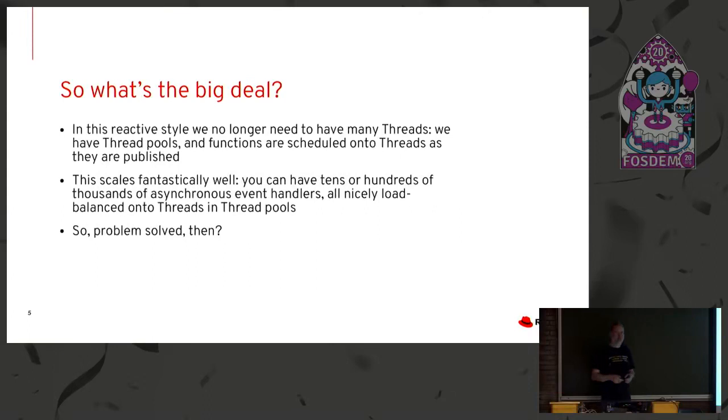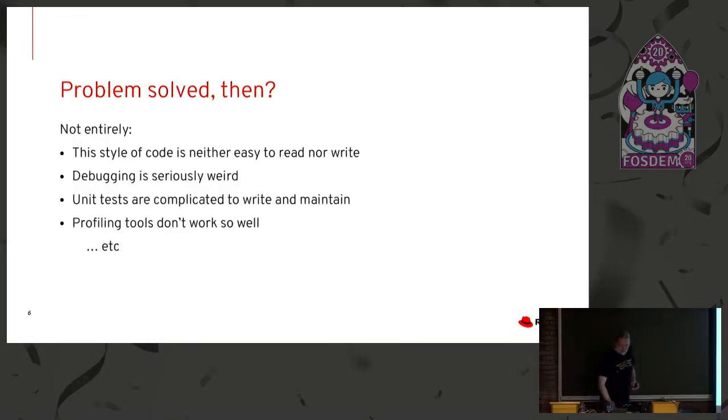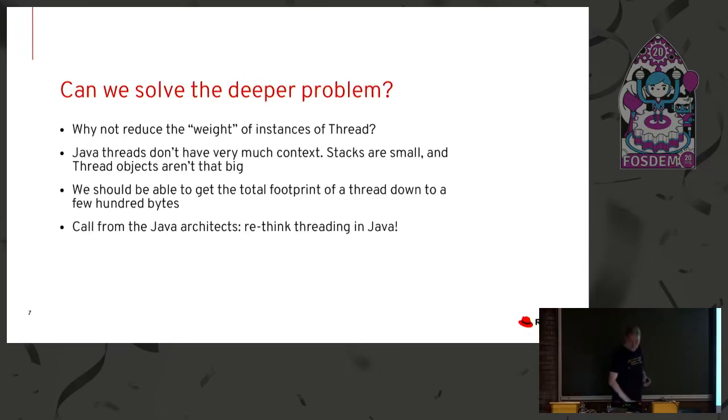We don't need to have so many threads. We just schedule everything onto thread pools. Now, if your thread pool is the same size as the number of actual cores you have in your physical machine, that works beautifully, because the operating system never needs to preempt any threads. So, yes, I've got a bit ahead of myself now. Oh yes, the unit tests are difficult to maintain.